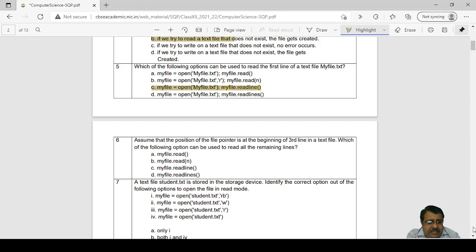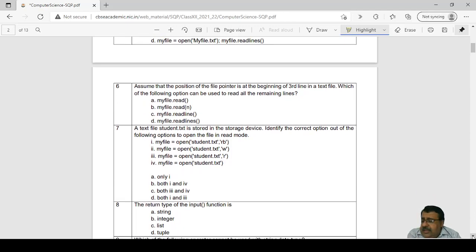Then question number 6. Assume that the position of the file pointer is at the beginning of the third line. Which of the following options can be used to read all the remaining lines? Now, the word is lines. Okay, and lines can only be read with the help of readlines.